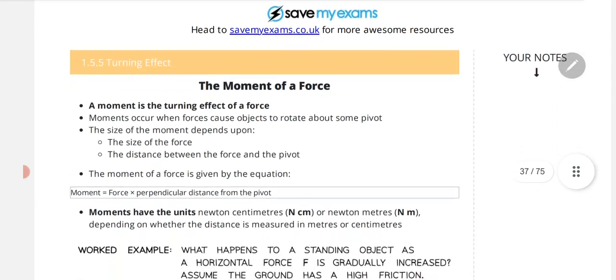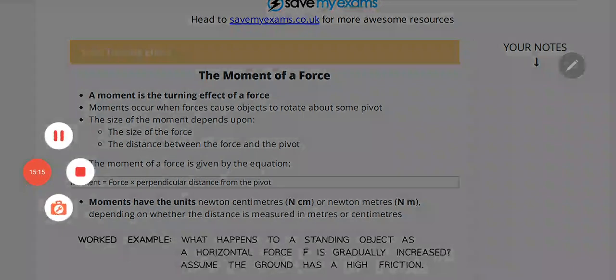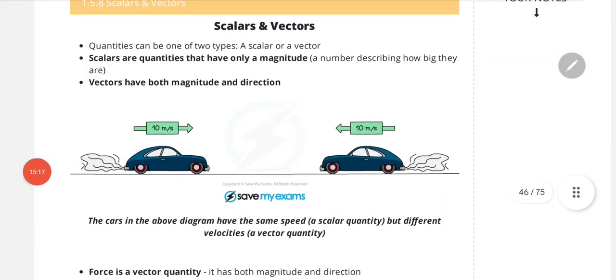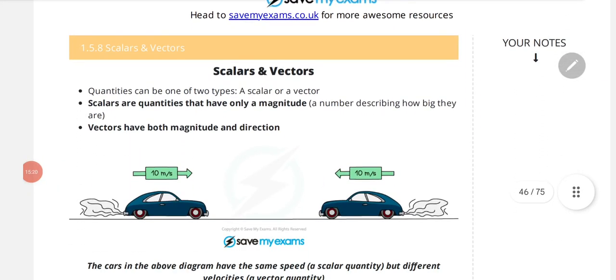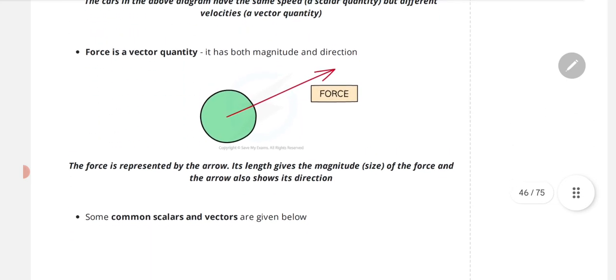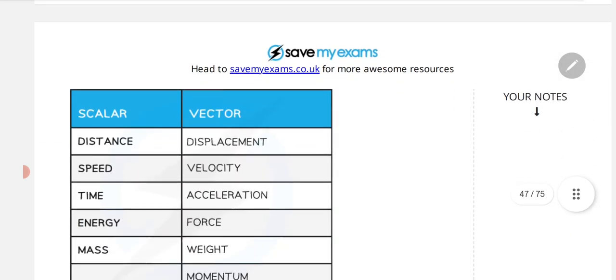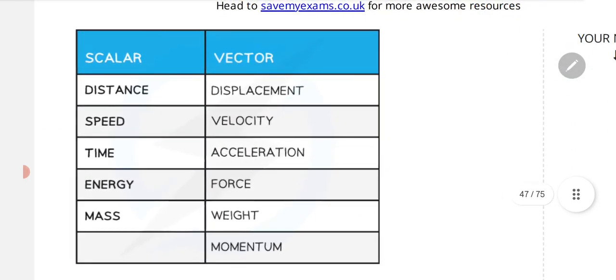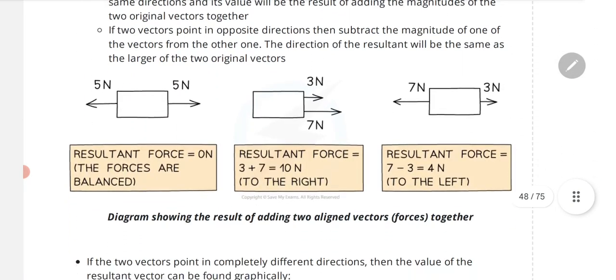Then secondly, I'm going to discuss scalars and vectors. Scalars are physical quantities which can be easily explained with the help of numbers and units. But vectors are explained with direction. There are only 5 to 6 vectors in your syllabus. For example, displacement, velocity, acceleration, all types of forces, and momentum. Another vector is moments, but you will discuss that in the second term. All these are vectors, and you can easily find the resultant force.